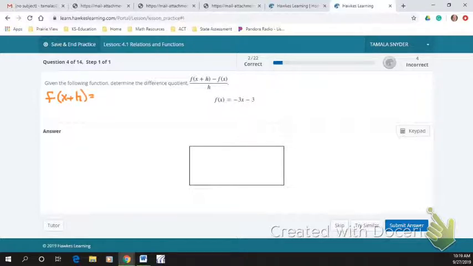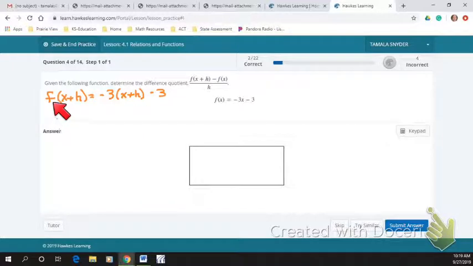Go to function f and replace the x with an x plus h. So I would have negative 3, and instead of x, I would have an x plus h. This is probably the hardest problem of this lesson.